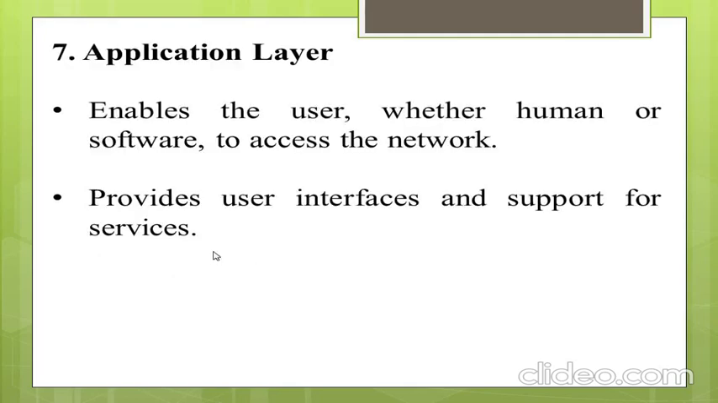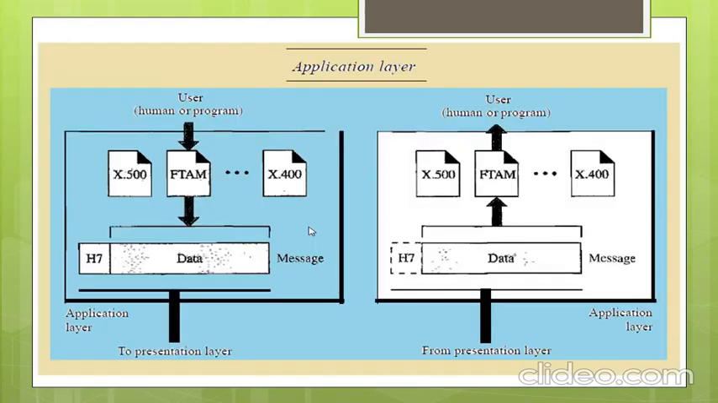Then we have the application layer. This application layer enables the user, whether it is human or a software, to access the network. It also provides user interfaces and support for services. This is the diagram of an application layer. At the transmitting end, the user, which is usually a human or a program, transmits to the application layer. From there, the data goes to the presentation layer. And at the receiving end, the data goes from the presentation layer to the application layer. From there, it goes back to the user, which is again a human or a program.